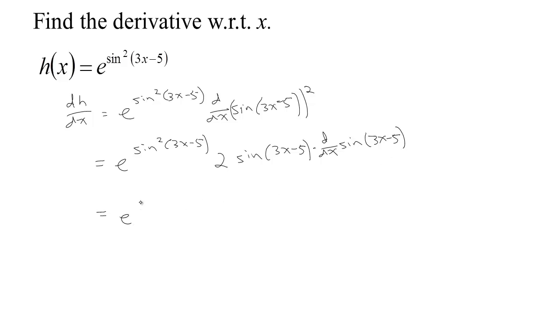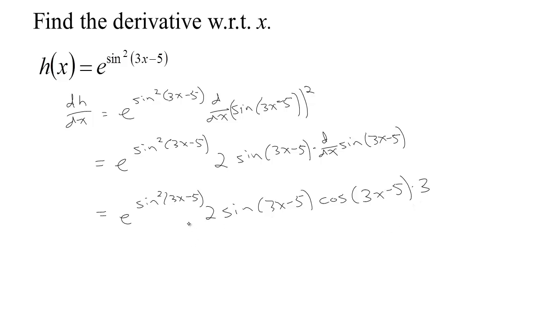Now finally, to take the derivative of this, we have this linear function, 3x minus 5, inside the sine function. So applying the chain rule to find that derivative of this innermost piece, the derivative of the outside is cosine, evaluated at the inside, which gives you 3x minus 5, and then you have to multiply by the derivative of the inside. The derivative of 3x minus 5 is 3.